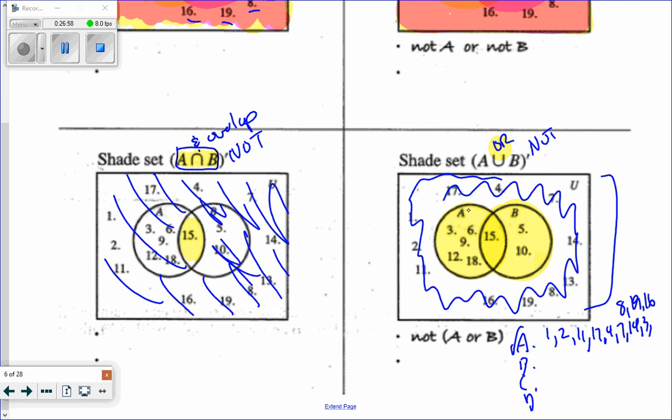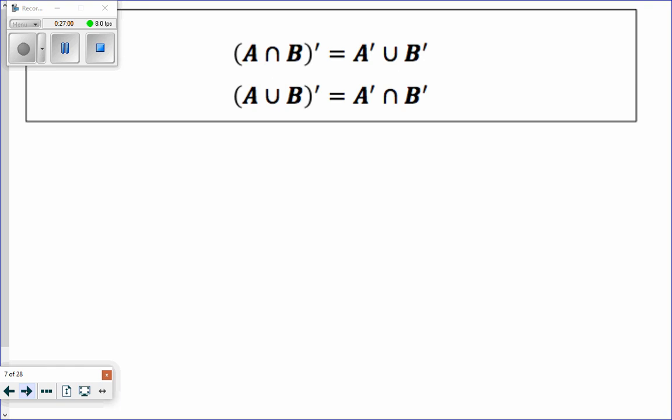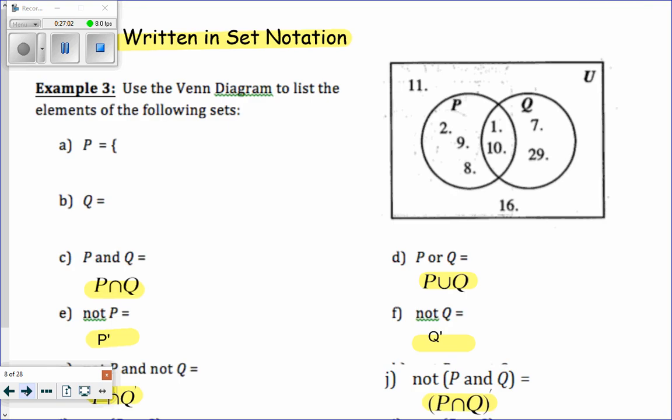Okay, so that's step 1. We'll ignore that. Okay, so step 2. So let's see if we can actually do this now.